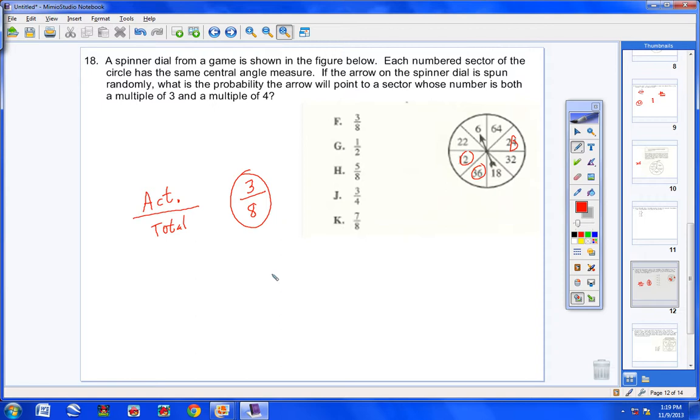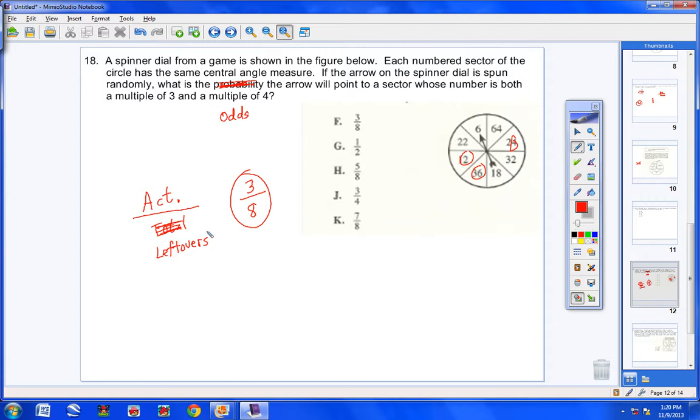Now, would you please listen to me? I don't want to scare you, but I want to prepare you for the ACT test. What if they hadn't said probability? I'm trying to give you all kinds of thoughts. What if they would have said, what is the odds the arrow will point to a sector? In that case, I've always used this little phrase. I've told my students, if you're talking about odds, it's the actual over the leftovers, or the extras, if you will, however you want to say it.